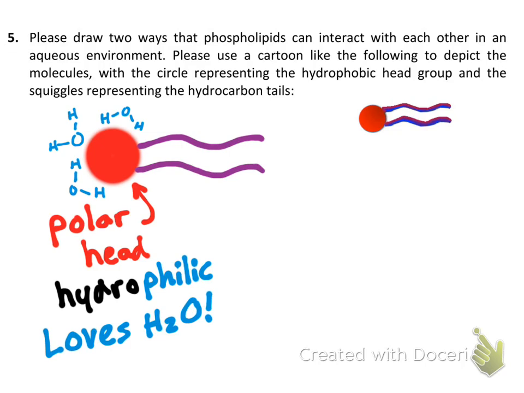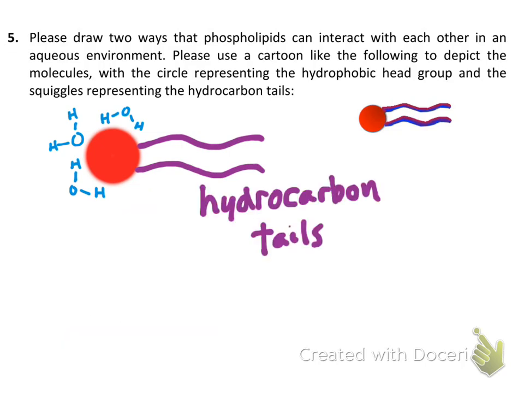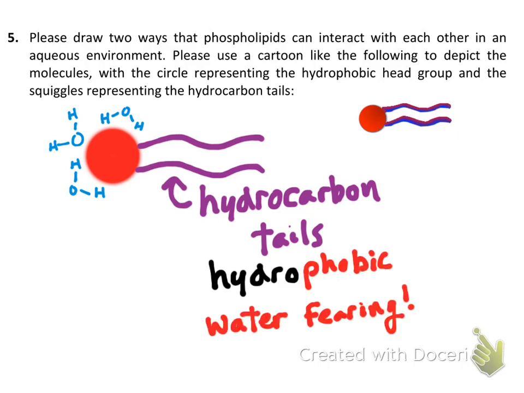But the hydrocarbon tails, on the other hand, represented by these 2 squiggles here. Now remember, they are hydrophobic, which literally means water-fearing. These tails are going to try to get away from the water. So how can we orient these molecules so that the charged polar sides are able to interact with themselves in water, and the hydrophobic ends, the ones that want to get away from water, can only interact with each other? Well, there's a few different motifs that we can see.